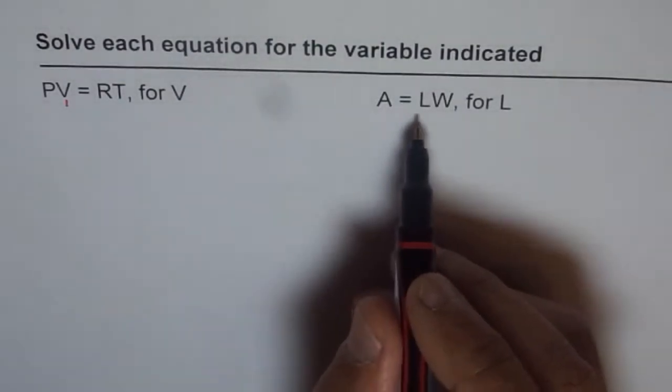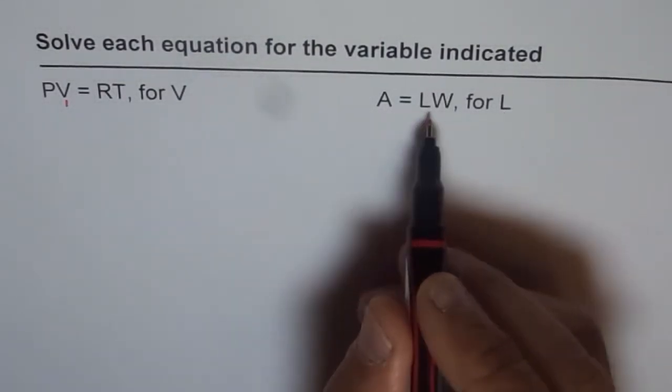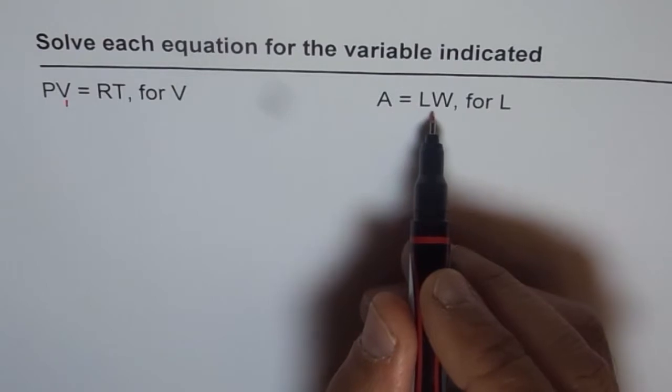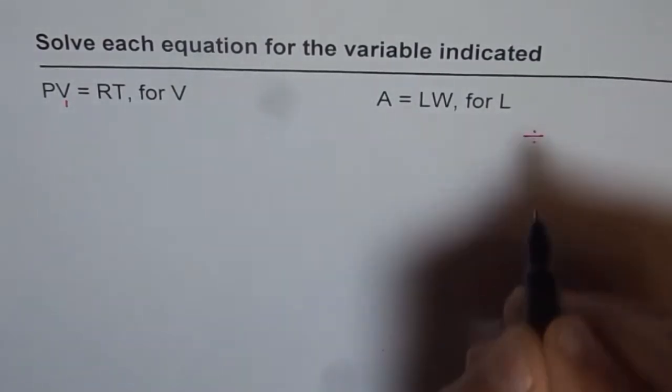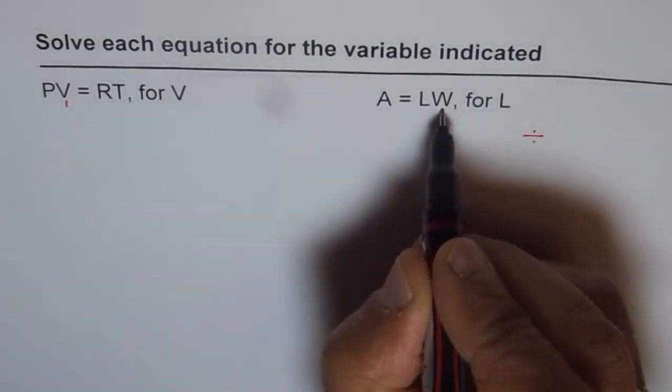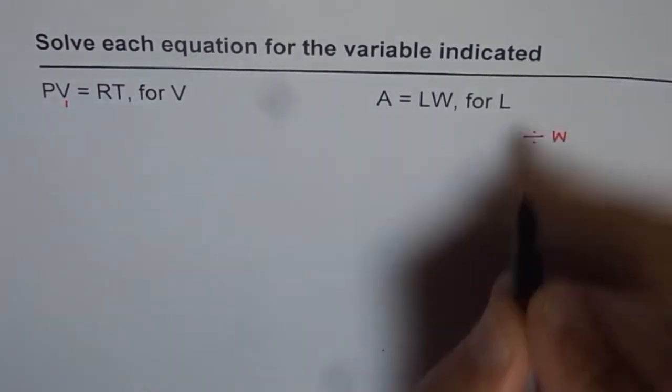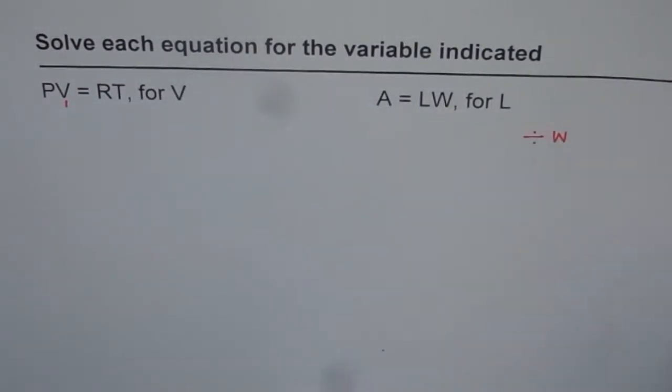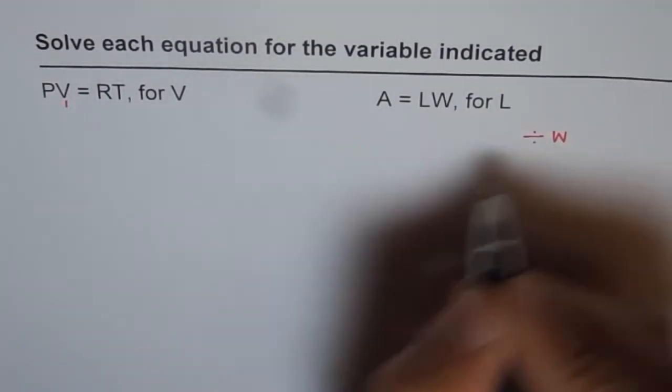So when we have a product and we want to get one of them, then the method is to divide. So let's divide by what? We need L, not W here, so we'll divide by W on both sides. That is the step to get our answer, right? So let's do that part. So we'll do division by W on both sides.